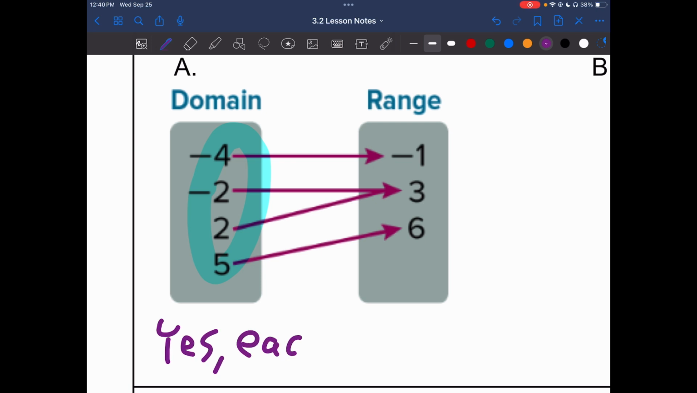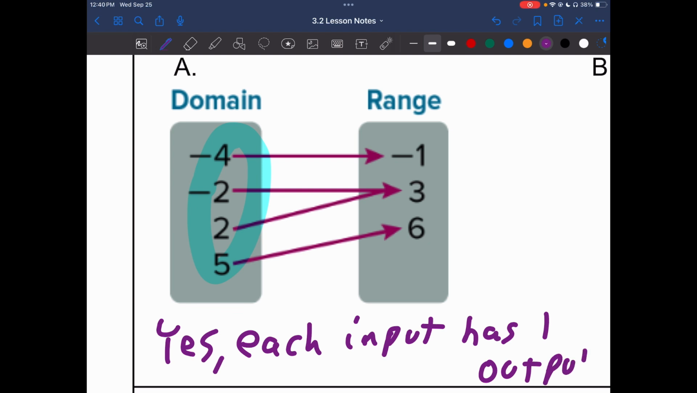Each input has one output. Even though -2 and 2 are going to the same place, they are only going to one place. There is only one outcome. -2 is only going to 3. 2 is only going to 3.